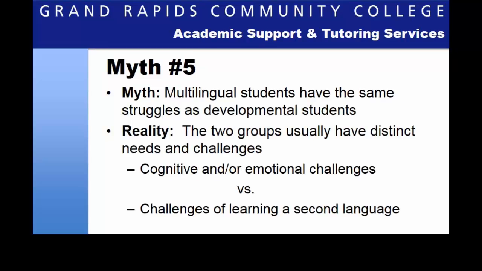Myth number 5. Multilingual students have the same challenges as developmental students. Although it might appear on the surface that these students face the same obstacles, when we probe deeper, we learn this is seldom the case. Many developmental students' academic struggles derive from underlying emotional and cognitive issues. Multilingual students, on the other hand, are typically challenged by the language itself. Struggling with a second language is not in itself an indication of cognitive or emotional challenges. It simply means that it is a difficult undertaking for most people. We know this by tracking the success and aptitude multilingual students display in their native languages.